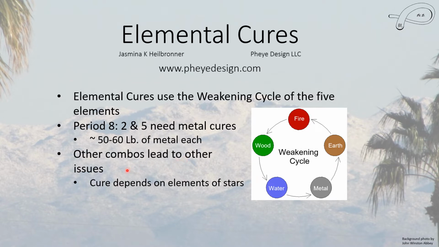Now there are some other combos that can lead to issues, and the cure will depend on the elements of the stars. There are some combos, and it's not the individual star that's a problem, it's the combination, where you have 2 and 3, or 3 and 4, or 6 and 7. They might lead to arguments. But what you need to cure these things depends on the stars.